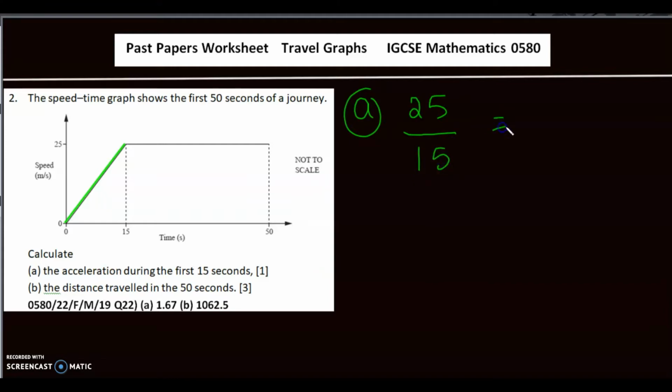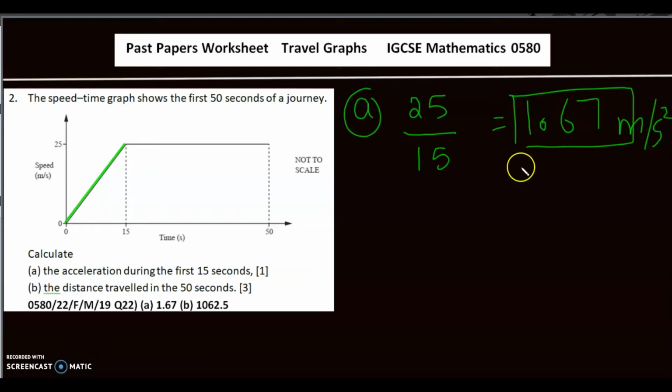Again, before we do this, what I forgot to do was to check whether there's a unit conflict. No. Speed is also in meters per second and time is also in seconds. So we're good to go. 25 divided by 15 will give you the answer. What do we get? 1.66666. So rounded off to 3 significant figures is 1.67. It's acceleration, so meters per second squared.